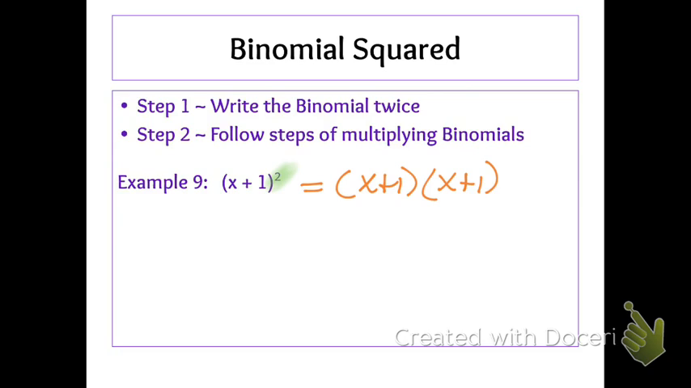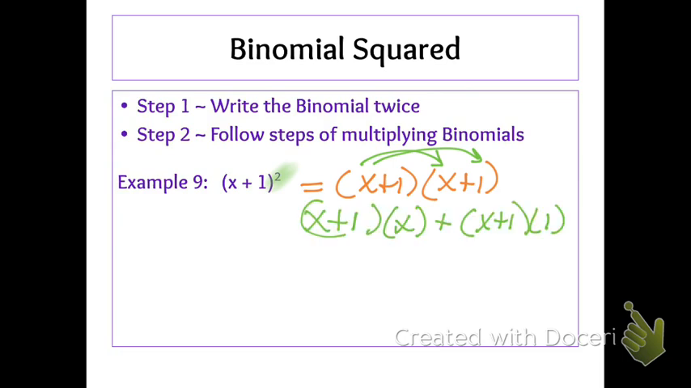And then you can do the box method if you want, or you can do the distribution method if you want. I'm going to go ahead and do this one with the distribution method, since we just did the box method for the last one. So if I'm going to distribute this one twice, that means that I'm going to take the x plus 1 in the first parenthesis, I'm going to multiply it by the x in the second one, and then I'm going to multiply it by the 1 in the second one. And then after that, I'm going to distribute the x, and I'm also going to distribute the 1.